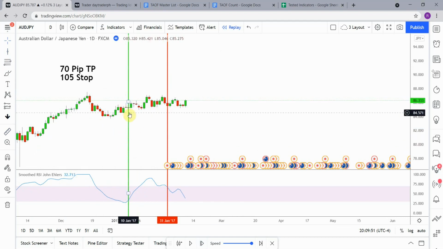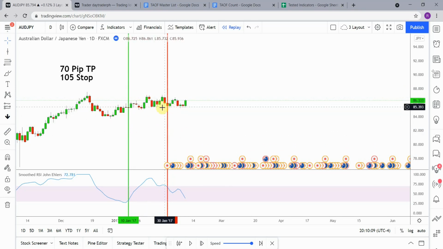Alright, so the first signal was a long signal. You can see here, RSI dropped below and then came back into that middle area right there. We were able to squeeze out, take profit on this little move right here before it dropped back down and then went up even higher right there.